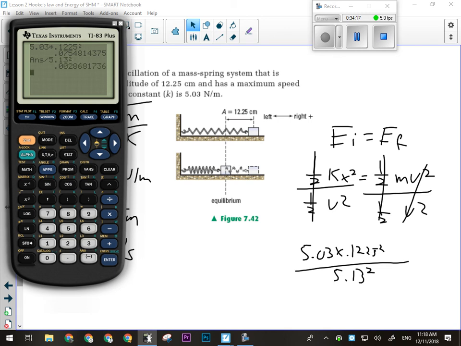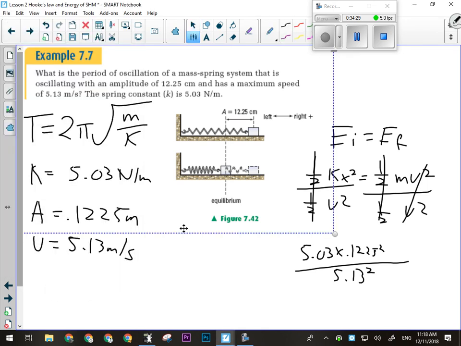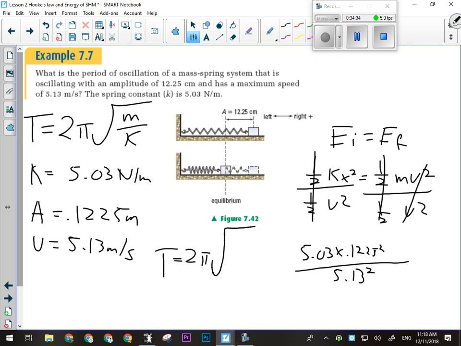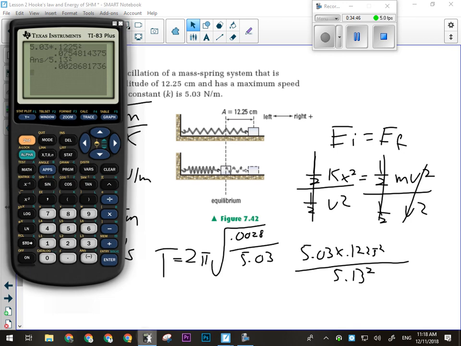So there's the mass. Is it pretty small? Yeah, it's like 2.8, 2.9 grams. It's really, really small, but that's the mass that I've got on this spring. Now that I have the mass, I can plug in and calculate the period. So I'll have T equals 2 pi times the square root of that 0.0028 whatever, divided by 5.03.